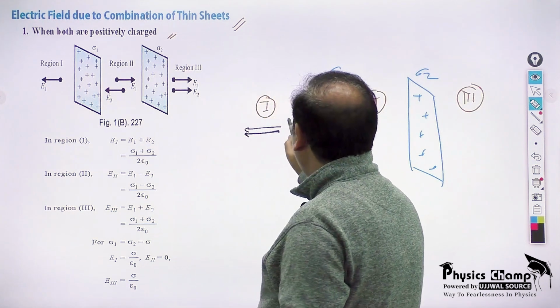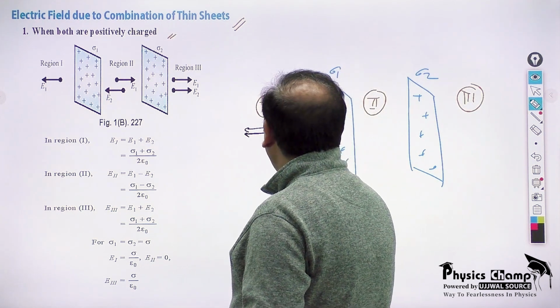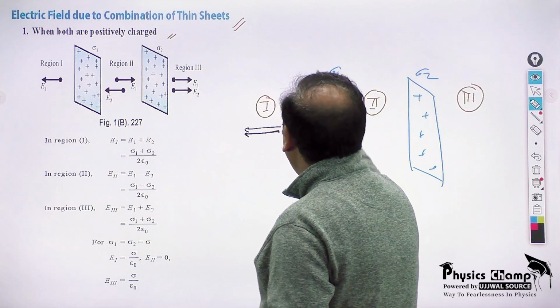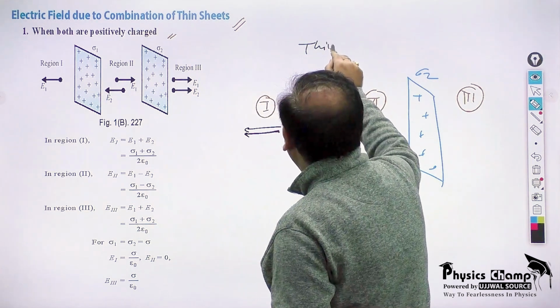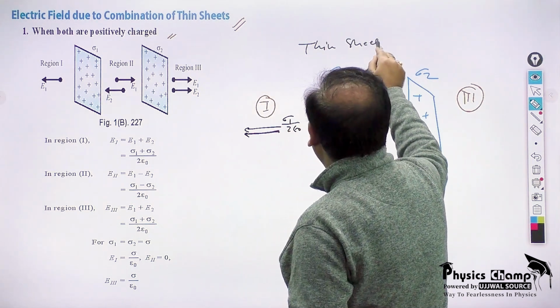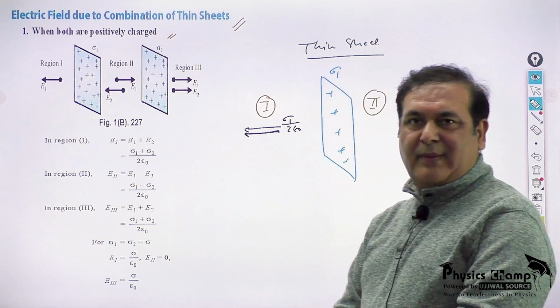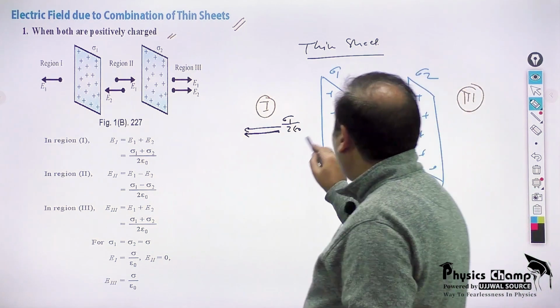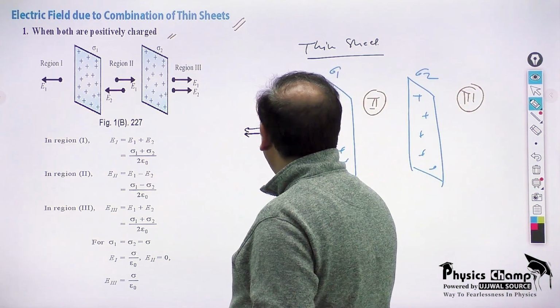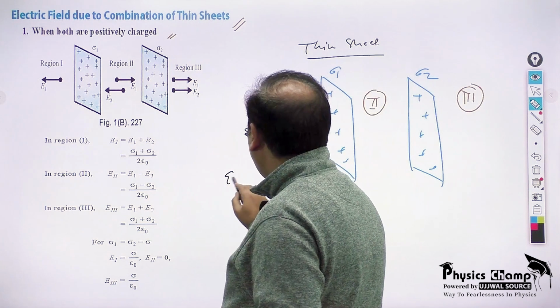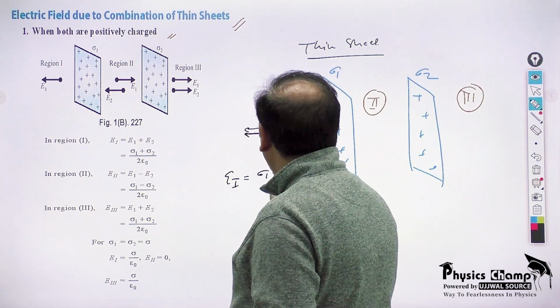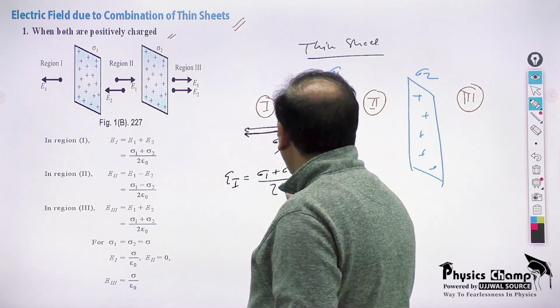Due to sigma 1, there is an electric field sigma 1 by 2 epsilon naught, and it's a case of thin sheet. And due to sheet 2, also the electric field will be sigma 2 by 2 epsilon naught. So electric field in the region 1 will be (sigma 1 plus sigma 2) by 2 epsilon naught.